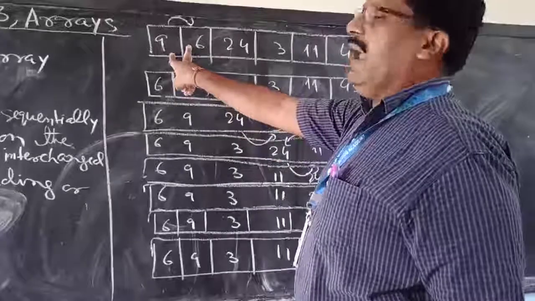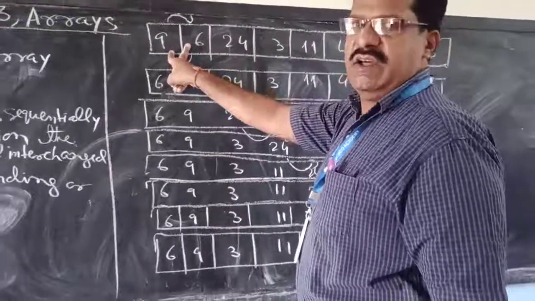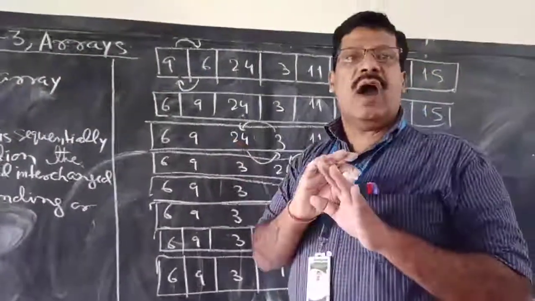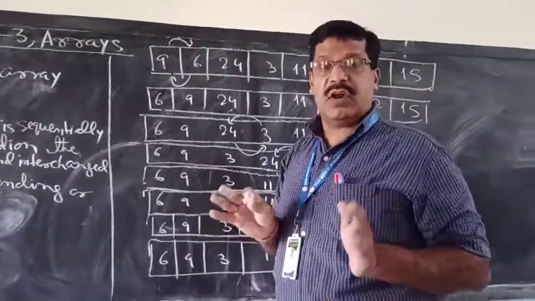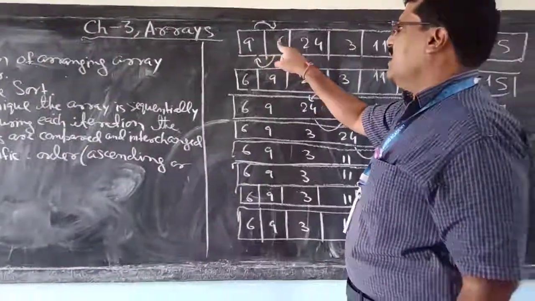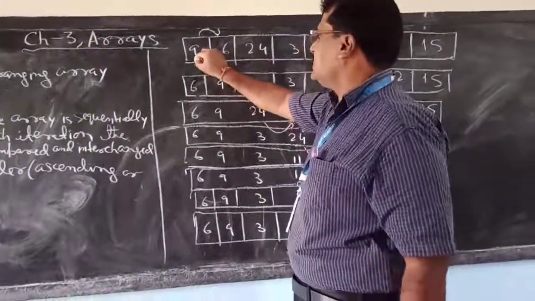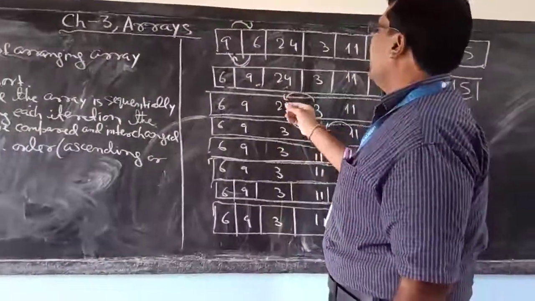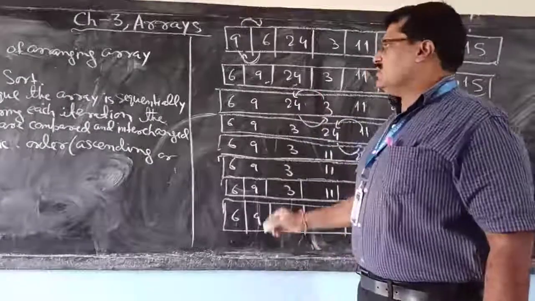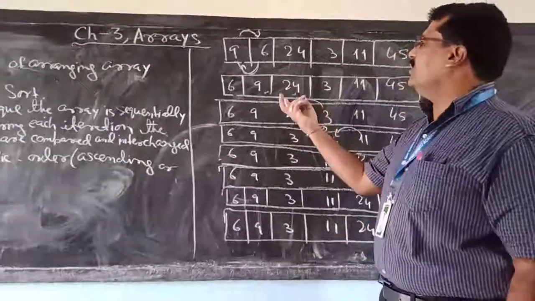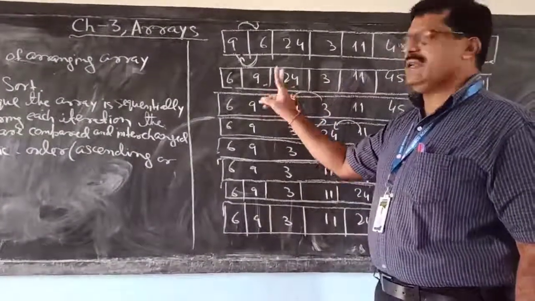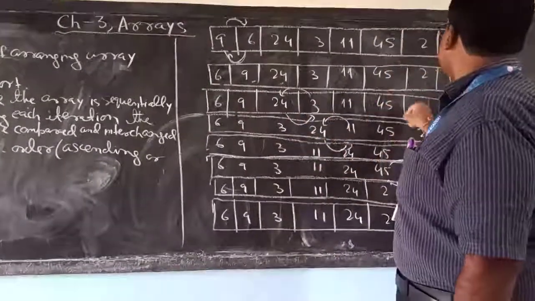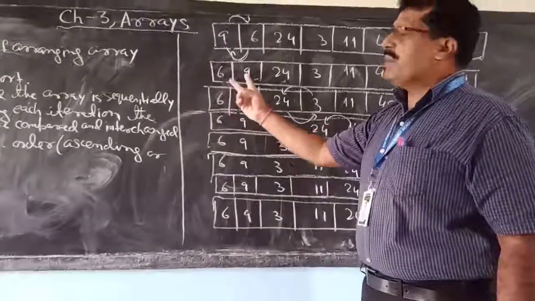See, the first two elements will be scanned sequentially. You can see 9 is bigger than 6. We are going to arrange the array in ascending order, smaller to bigger. So 6 will come to the first place, 9 will go to the second place. It will be interchanged. After that, 9 and 24. 9 is already smaller than 24, so there will be no interchange. So 6 and 9, two numbers, are arranged.